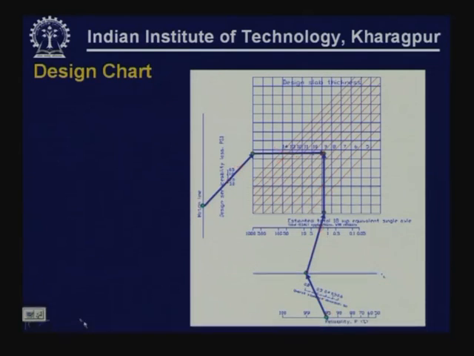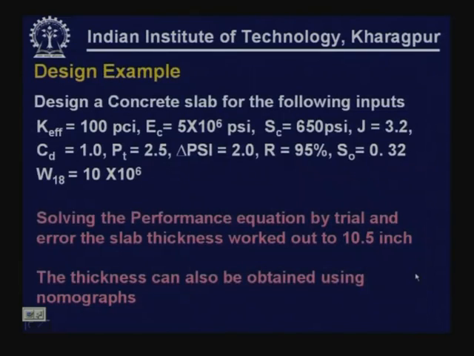Well, one can solve the equation, or one can also use this nomograph to easily find out the thickness of the slab. Here is a design example. We have to design a concrete slab for the following inputs. K effective is 100 PCA, EC is 5 into 10 to the power 6 PSI, SC is 650 PSI, J is 3.2 for the given conditions, CD is 1.0, PT is 2.5, delta PSI is 2.0, reliability selected is 95%, SO is 0.32, W18 for which we have to design is 10 millions, 10 into 10 to the power 6.